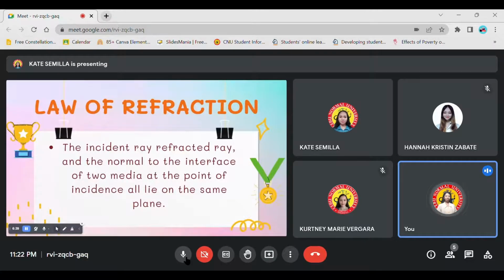These are essential especially in the waves of optics because without these, we cannot understand the behavior of light as well as the purpose of lenses and mirrors.